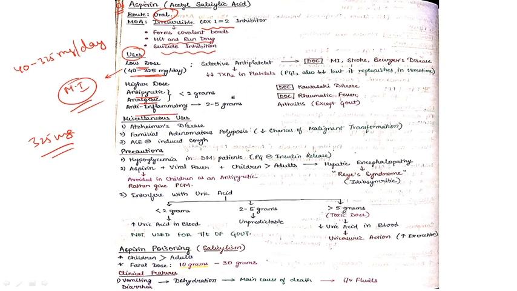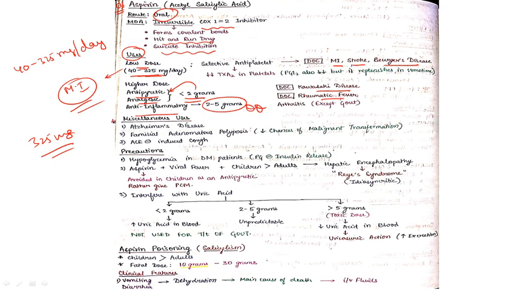For anti-inflammatory effect, at least 2 to 5 gram of dose is required, and at less than 2 gram dose it will show antipyretic and analgesic effect. Now it will be drug of choice for MI, stroke and Burger's disease. It is also drug of choice for Kawasaki disease and rheumatic fever. Clear?